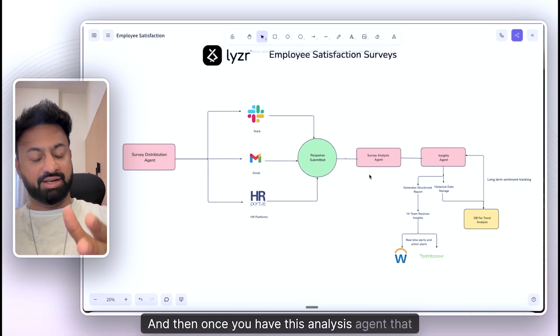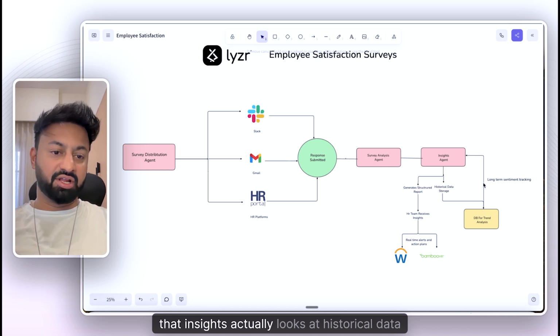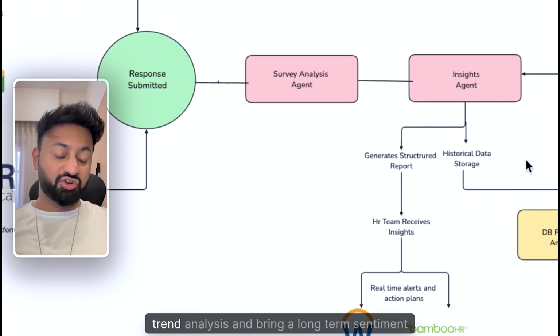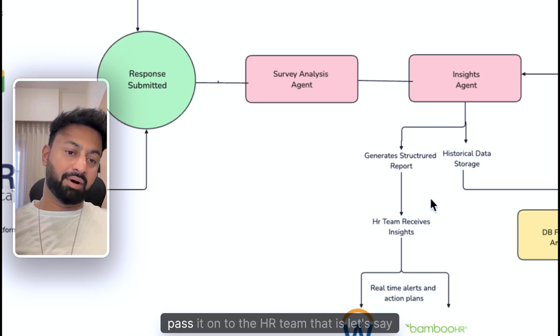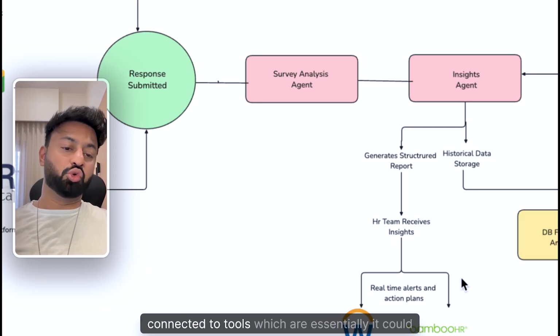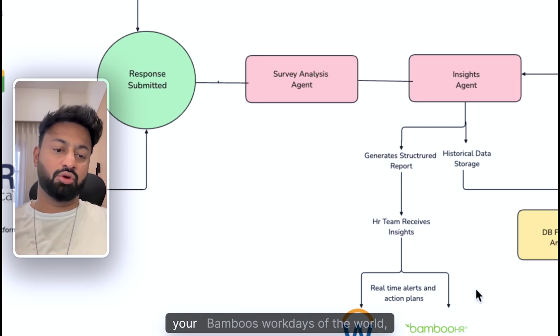And then once you have this analysis agent that goes into the insights, the insights actually look at historical data and are able to do some form of trend analysis and bring long-term sentiment tracking into it. But it can also create structured reports and then pass them on to the HR team that is, let's say, connected to tools, which could be your Keka, your BambooHR, and Workday.